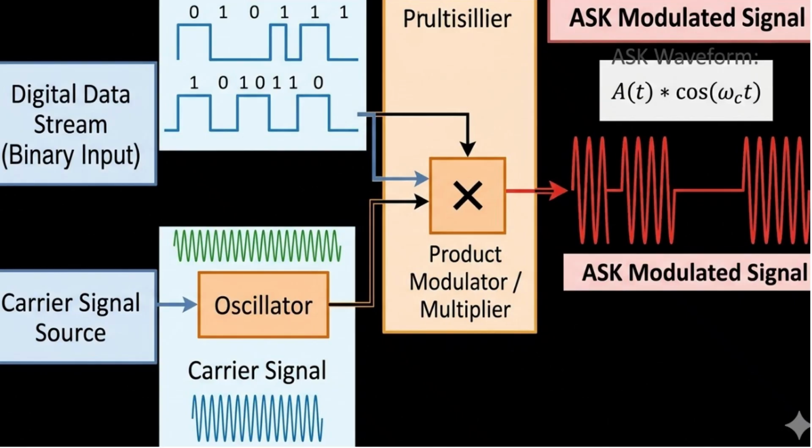Similarly, here is your ASK generation. So how will you generate it? The digital data stream will be the input, a combination of 0, 1, 0, 1 and so on, and the carrier signal will generate the higher frequency. Finally, a product multiplier is used, and then you can send the data, right?